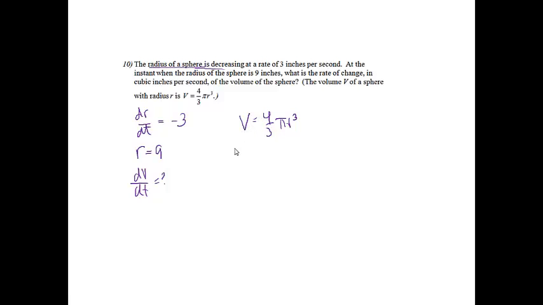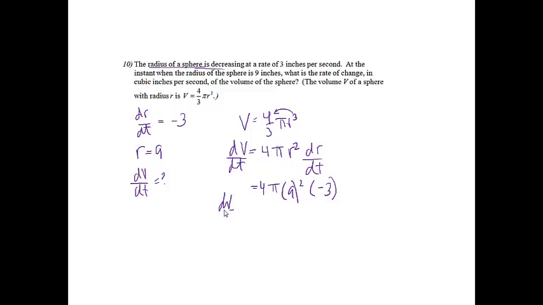And so from here, I'm actually going to take the derivative. The derivative of v with respect to time would be dv dt. And then the derivative of the right side, I'm going to bump my 3 out front, which would give me 4 pi. Decrease my power by 1, so I'd have r squared, and I am taking the derivative of r with respect to time. Okay, from here we're just going to plug in what we know. We know the radius is 9, and we know dr dt is equal to negative 3.